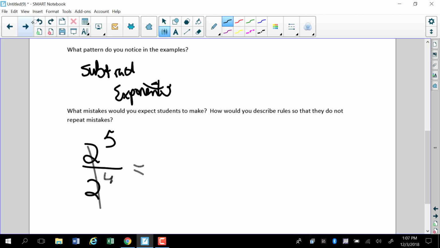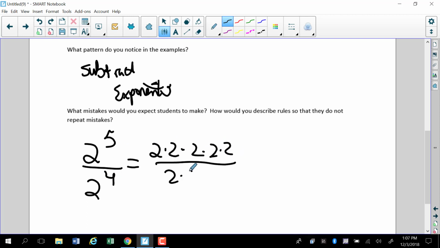And again, if you could just go back and remember that this is 2, 2, 2, 2, 2, and this, 4 powers of 2 on the bottom, I'm left with 1 power of 2 up top, or just a 2. So keep that in mind. Don't cancel out the 2's here. Just write out the powers. If you have that in mind, you really can't go wrong.